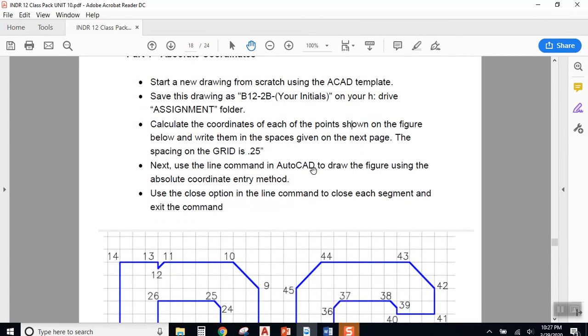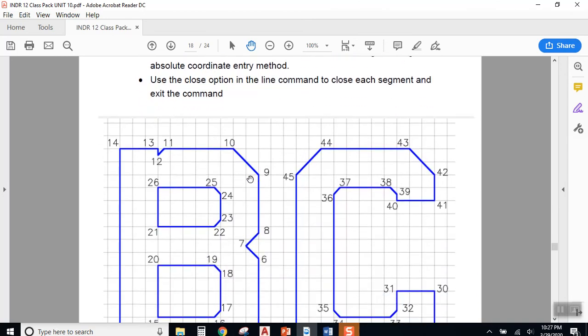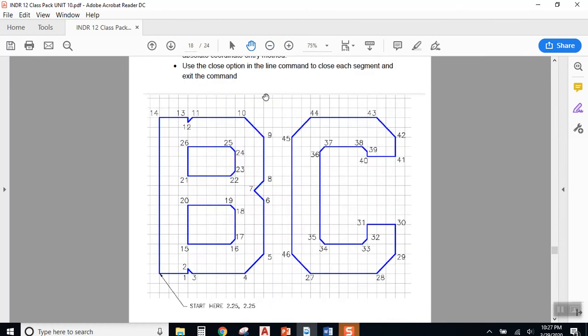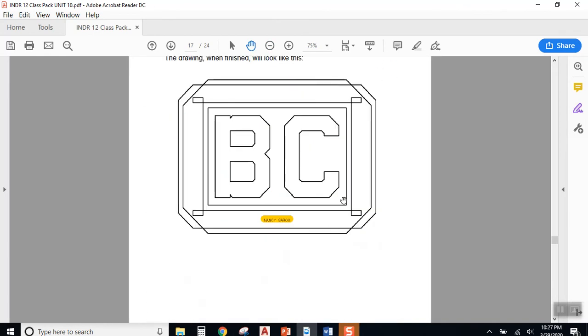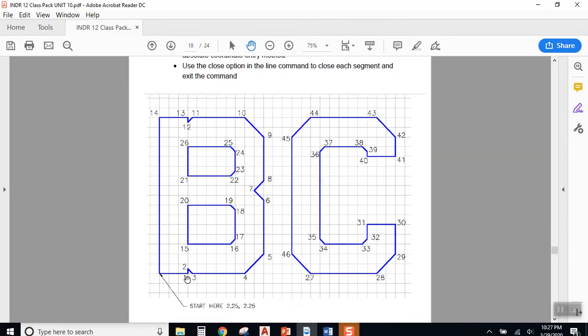And then what you're going to do is, kind of like with our absolute coordinate, absolute precision assignment you did a couple of lessons ago, you're going to be plotting out the points for this figure using absolute coordinates. So on page 1018, we have the figures. Point where you're starting is down here, and we're going to proceed in a counterclockwise direction. Your job is to calculate the points for all of these corners, right?